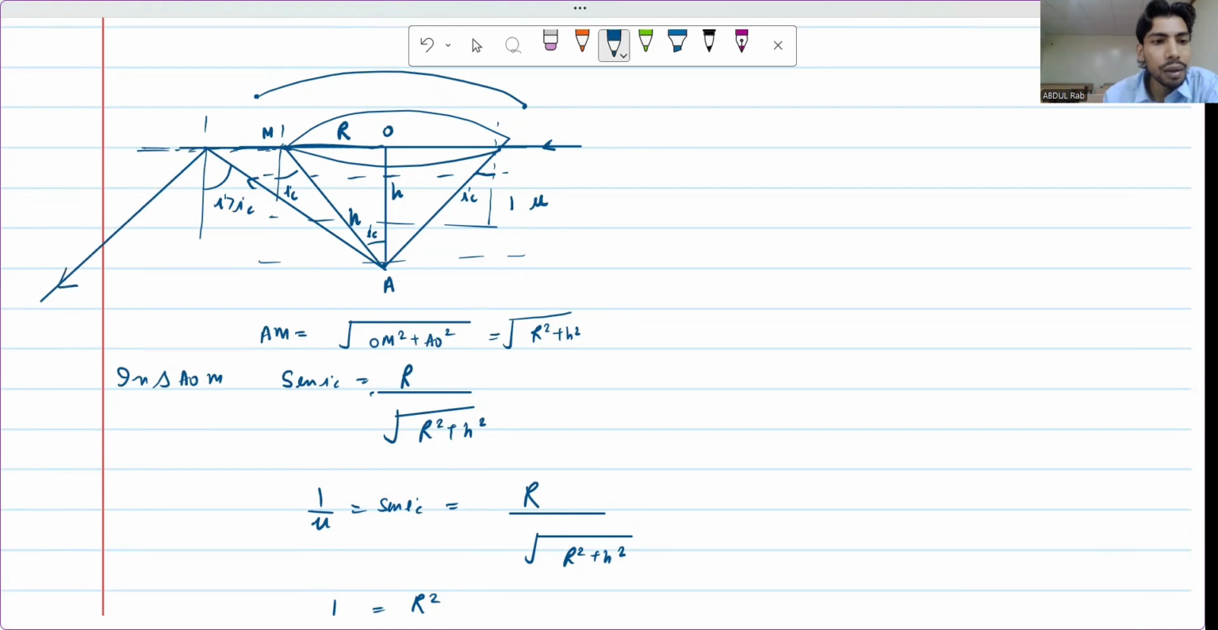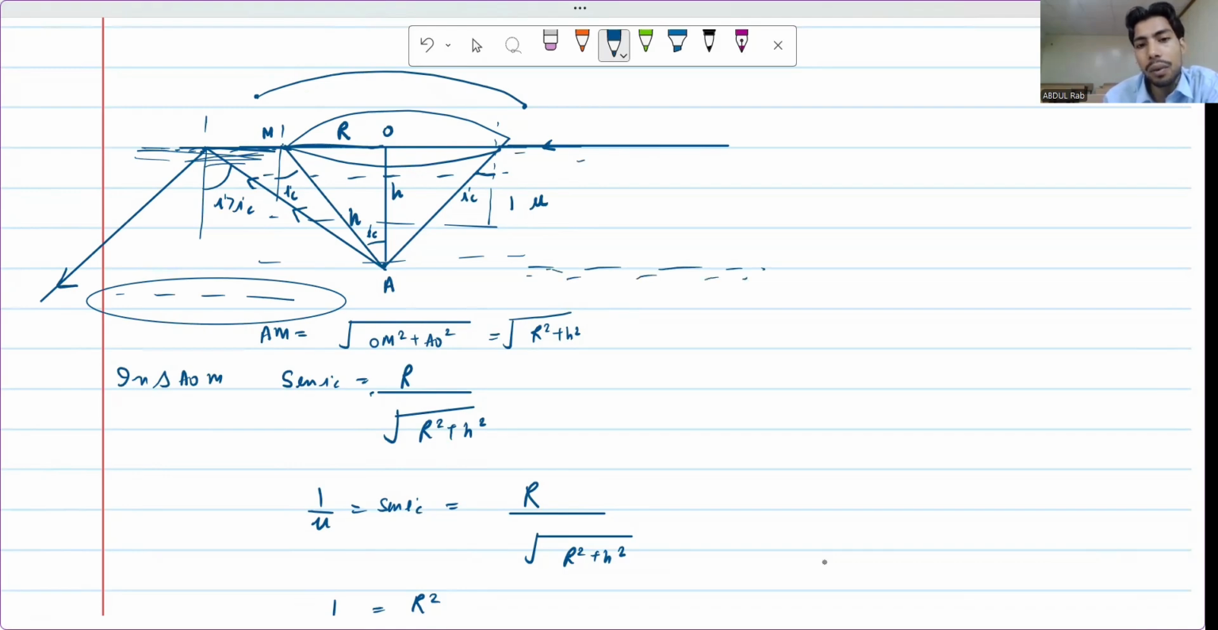TIR will happen. So if she wishes to see through this surface, these light rays which are going like that will reflect back. That means she will see here what? Whatever objects are here, she will see the reflection of these objects through this surface. Similarly, on this side also, she will see the reflection of the objects which are present here onto this surface.